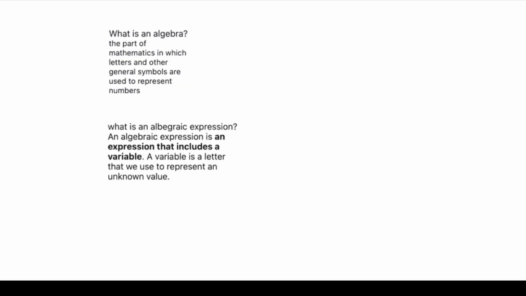Solving pairs of equations using elimination. So what is algebra? It is a part of mathematics which contains general symbols to represent numbers. What is an algebraic expression? It is an expression which includes a variable, and a constant, all this.